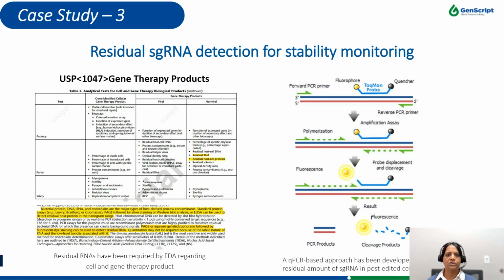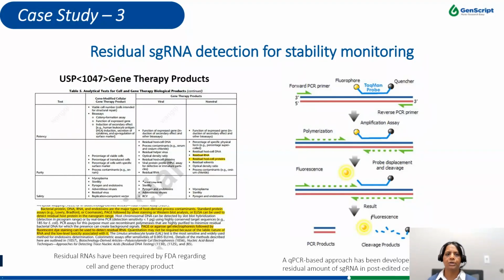Another case study is focused on detecting residual sgRNA in the cell. The US Pharmacopoeia mandates the detection of residual sgRNA. In addition to traditional methods like HPLC and mass spectrometry, we developed a qPCR-based method specifically for identifying residual sgRNA even within the cell system. And the use of qPCR facilitates the monitoring of sgRNA residue, ensuring safety and efficacy in cell and gene therapy applications, which is critical for compliance with the regulatory standard.